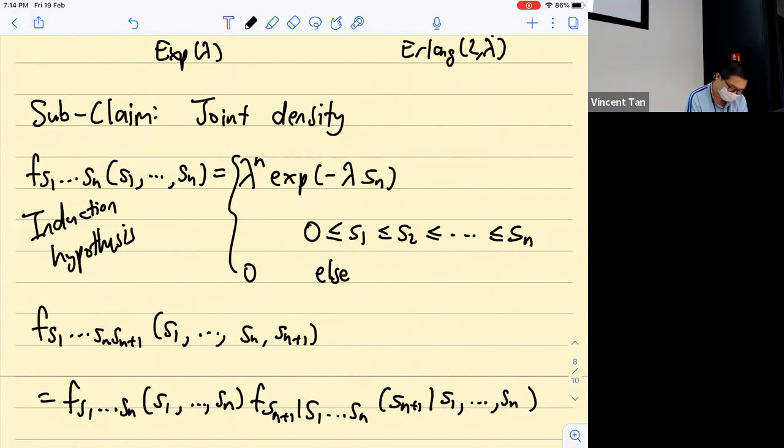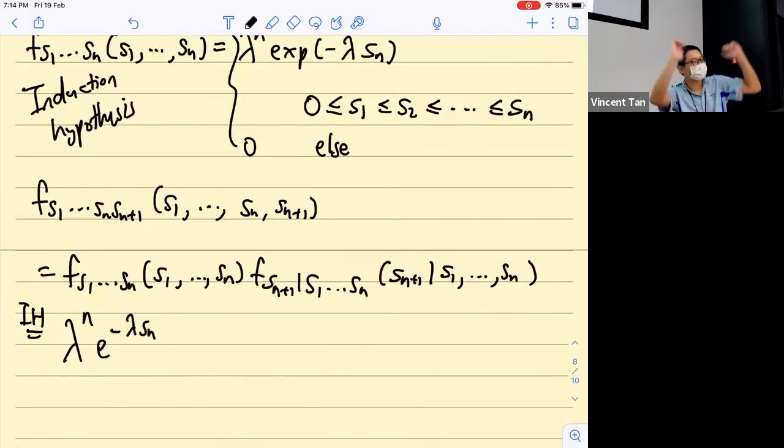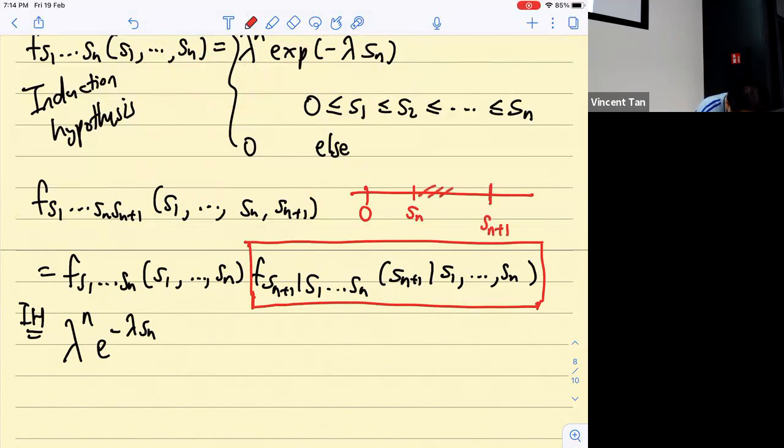We're going to check that this actually works for the n plus first version. Now we use the induction hypothesis here. This is lambda n e to the minus lambda Sn. And now we need to use our brains. So this part here, what's happening? Draw a picture. 0. Sn is fixed, and we are asking what's happening to Sn plus 1. What is this interval? What's the distribution here? It's nothing but Xn plus 1, an exponential random variable.